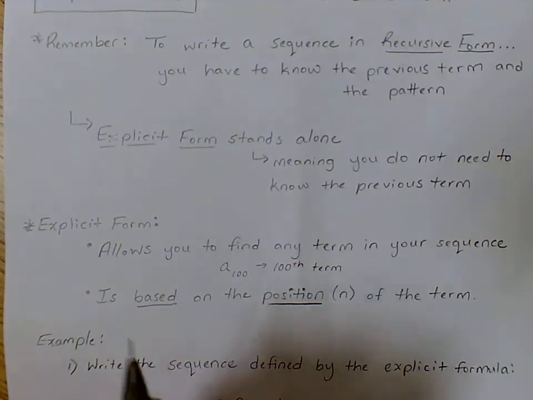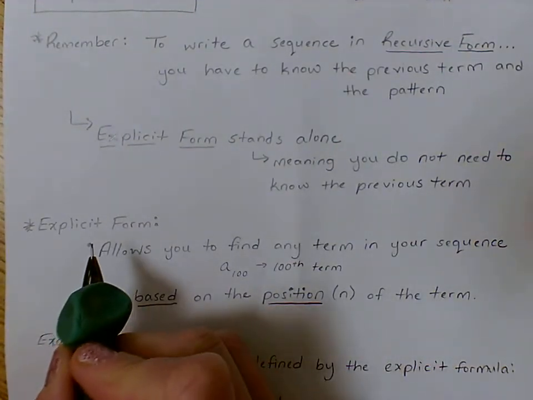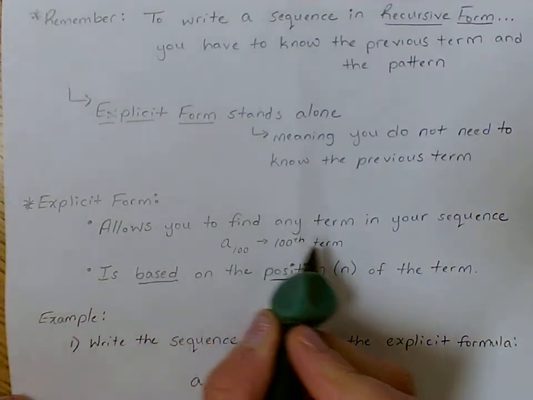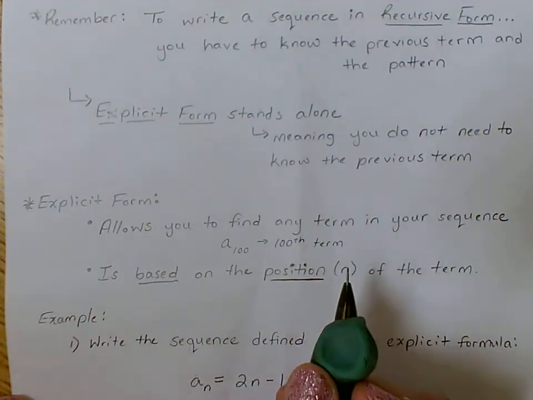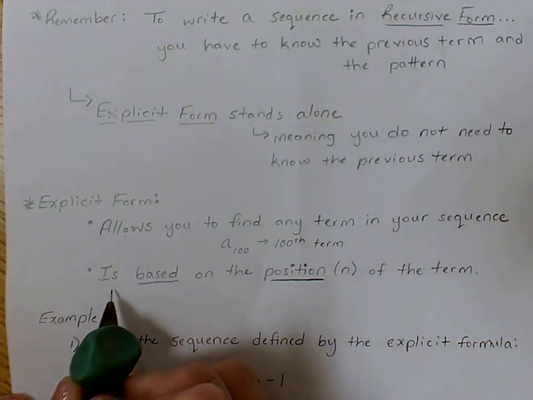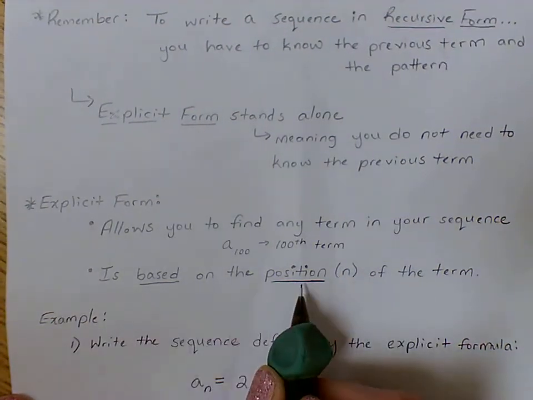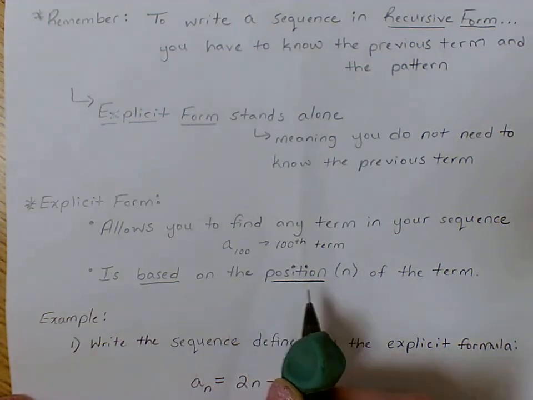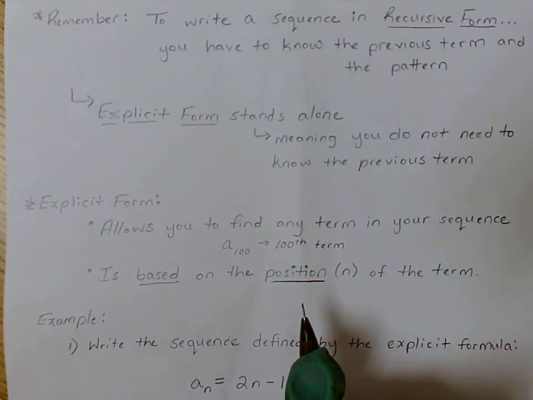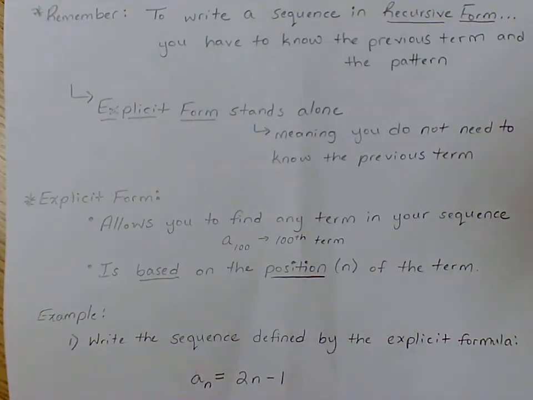Well, there's actually two good things about explicit form. Number one, explicit form is going to allow you to find any term in your sequence. That's a really good thing about explicit form. The reason for that is because it's actually based on the position of your term. Remember, position of the term is where that term is in your sequence. Is it the first term, the second term, the 50th term, the 10th term?